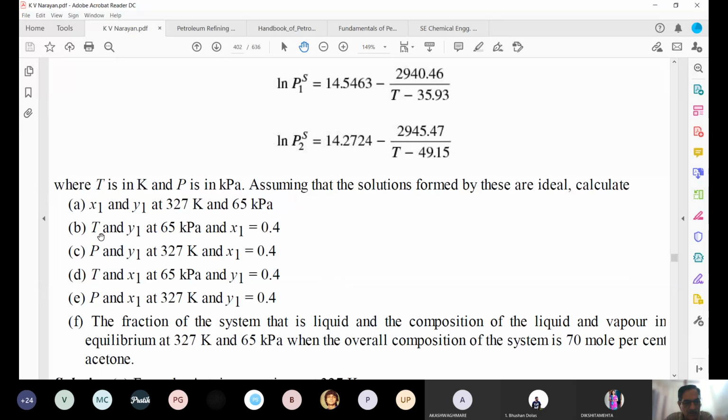So we have done bubble point calculation. We have done dew point calculation, right? We haven't done the second dew point one yet. So we have to do this now.